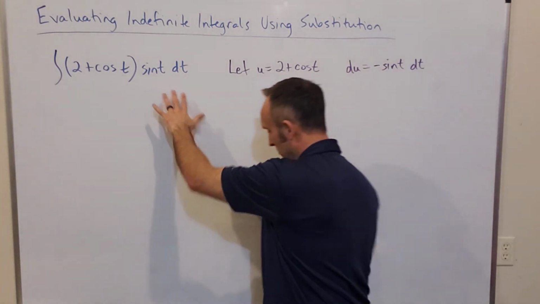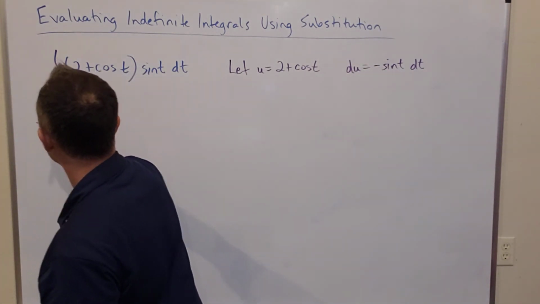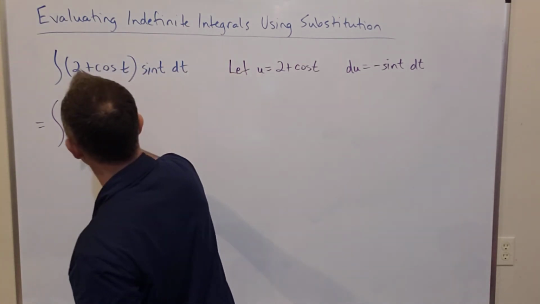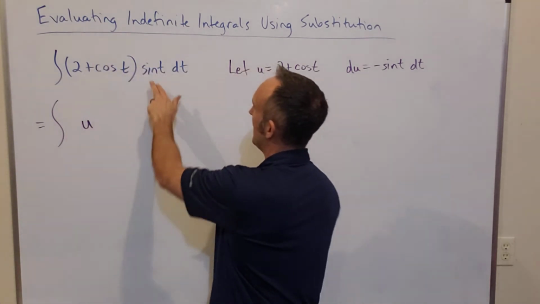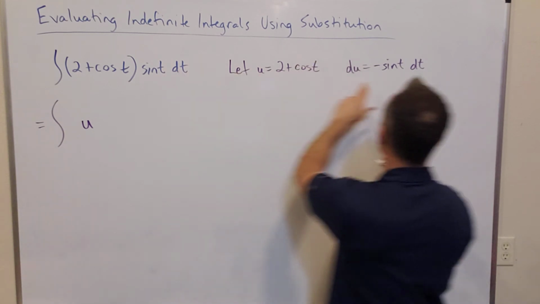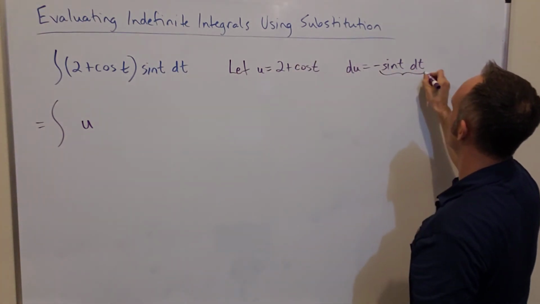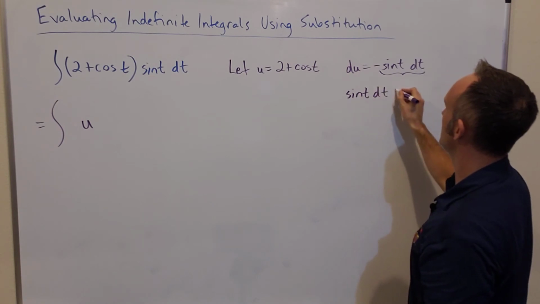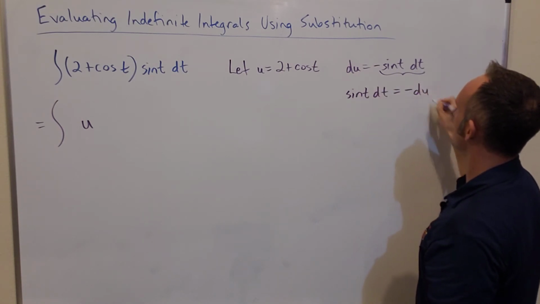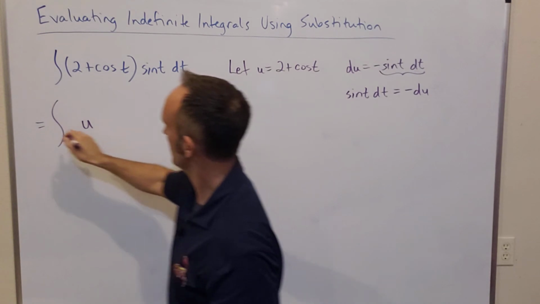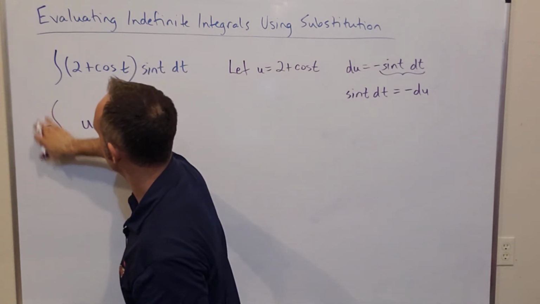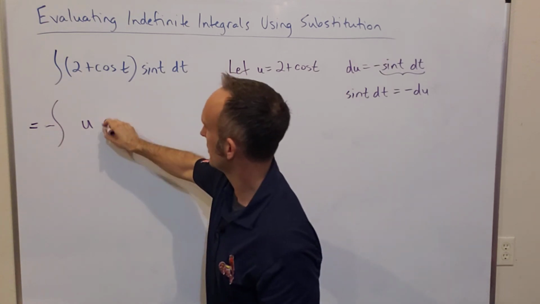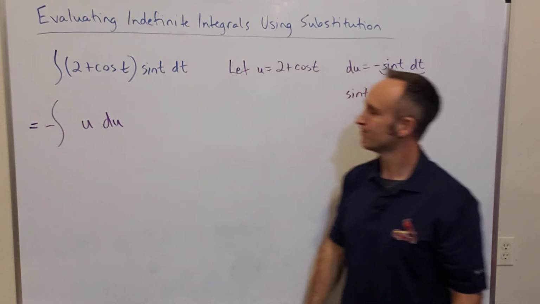So if I'm rebuilding my integral with all of that, then I have the integral of u, 2 plus cosine t is u. That's easy. And then what is left is sine t dt, this stuff here. So I need to get that by itself. So sine t dt equals negative du. So I'm going to put my negative coefficient out in the front. I keep writing my equals prematurely. Equals negative, and then I can put my du in there.